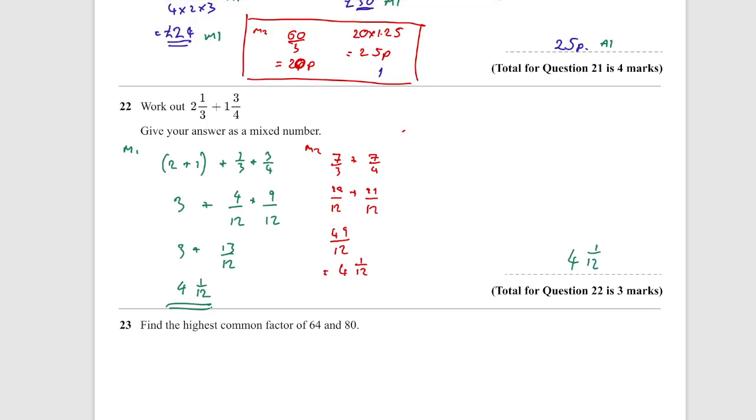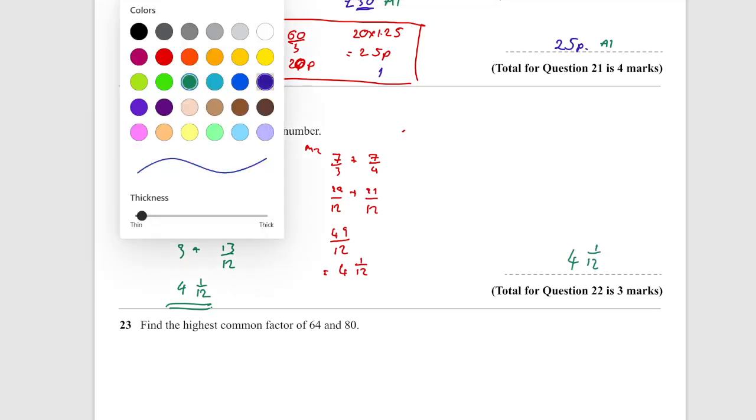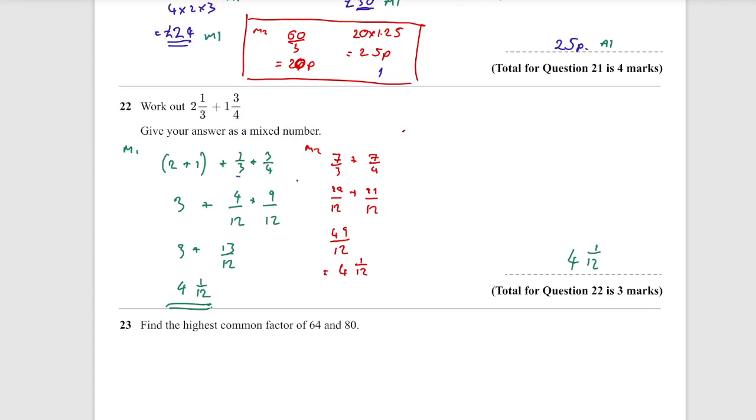Okay, and the marks come from, we'll go blue, so M1 for either, so I'll mark both. M1 for correct common denominator, so that's my M1 there or M1 there, and then A1 for the answer. There we go.